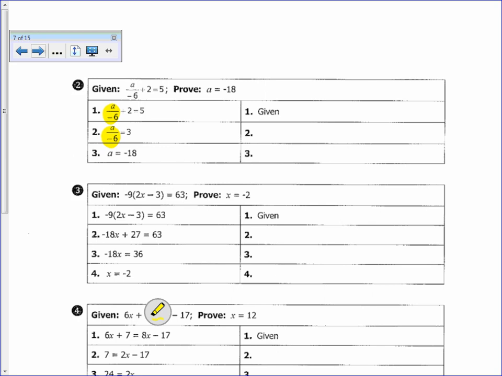So obviously, they subtracted 2 on both sides. You can be specific and explicit and write subtract 2 on both sides. Subtract 2. I like that. Or you could just write the subtraction property of equality.